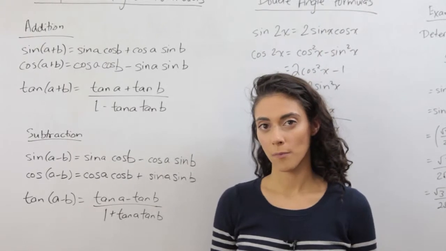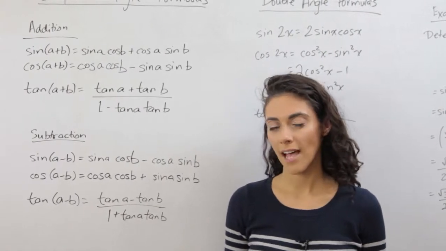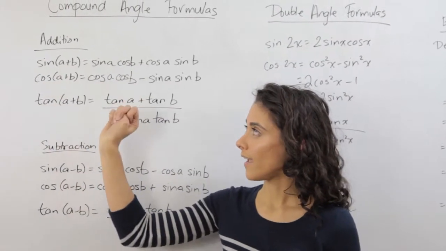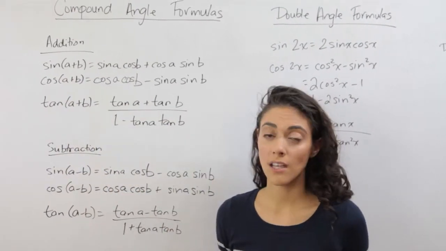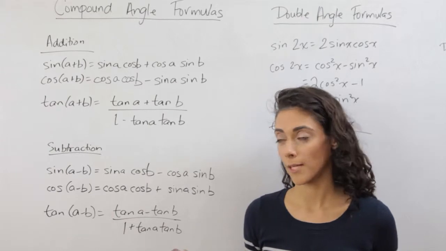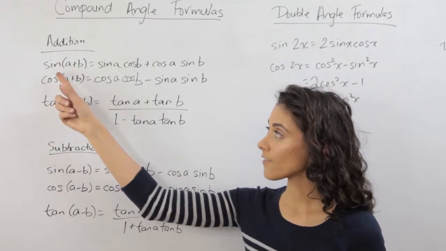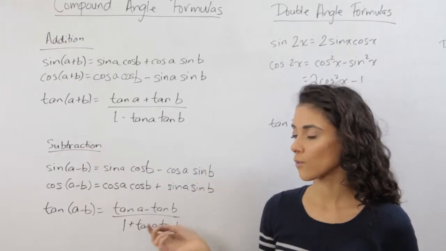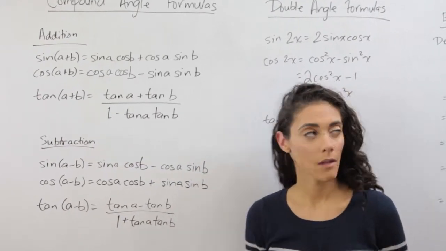Our compound angle formulas are useful if we want to find the exact value of the sum of two angles. So say I know sine of some angle A, sine of some angle B, cosine of some angle A, and cosine of some angle B. I can find sine of the sum of those two angles using this formula. We've got our addition formulas as well as our subtraction formulas.